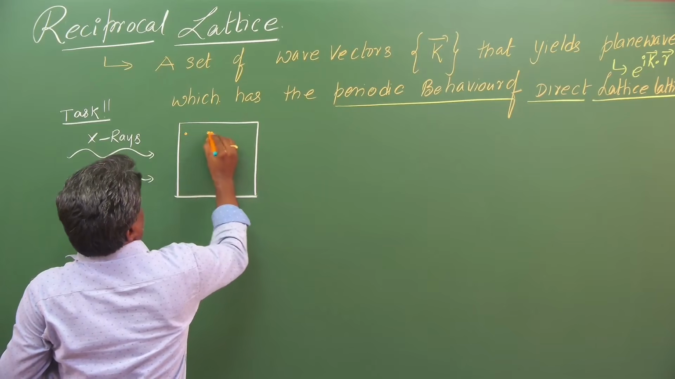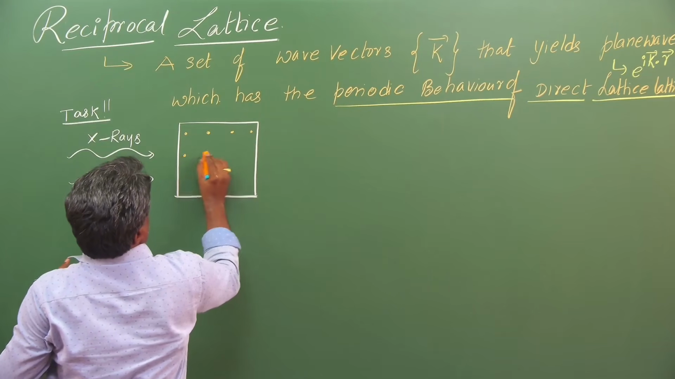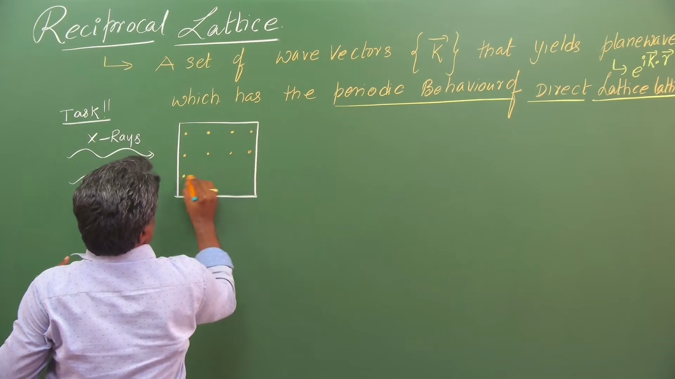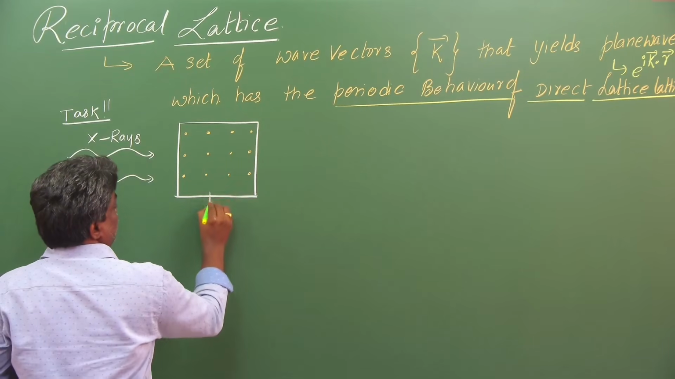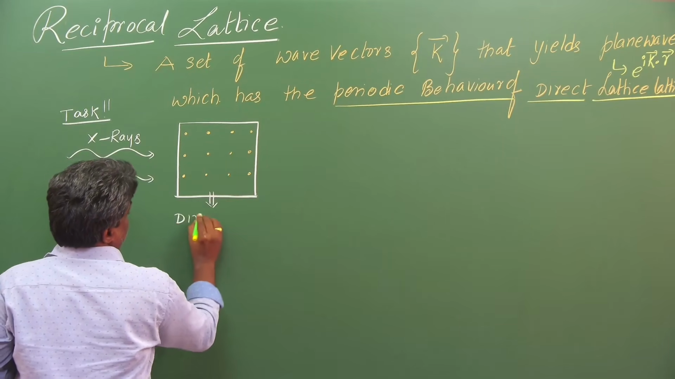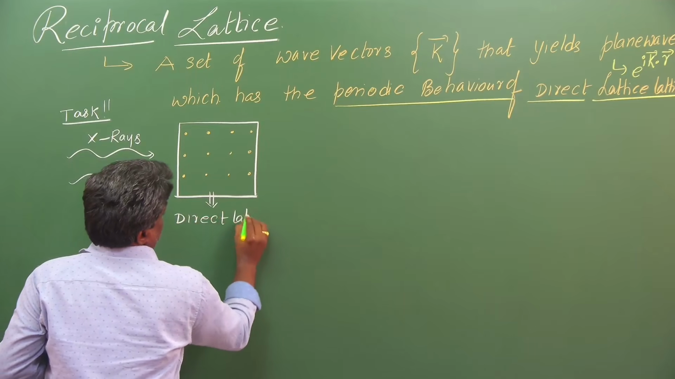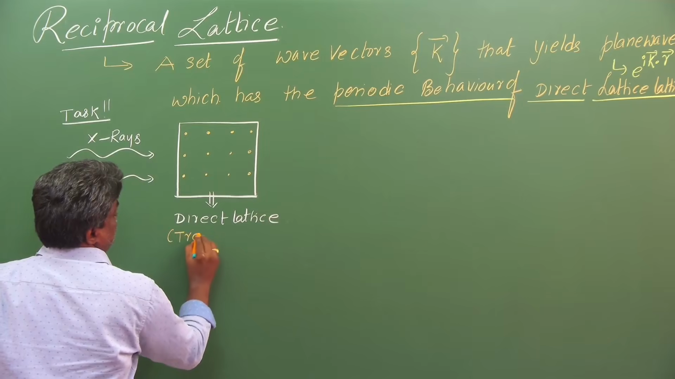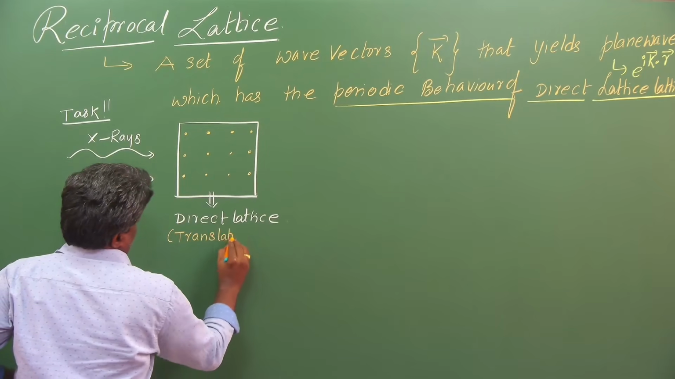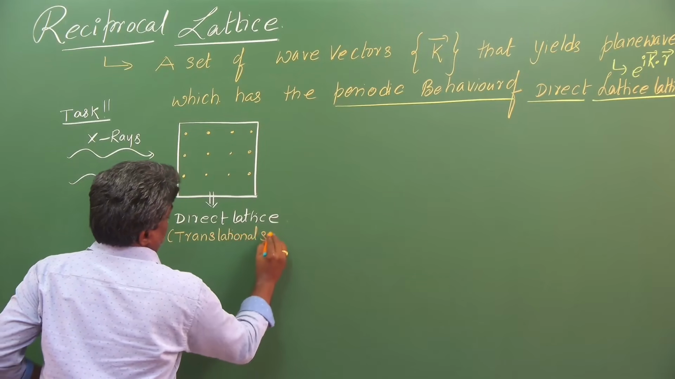So this is an array of points with the help of translational vectors. That's why this is my direct lattice, which is having which symmetry? Good. Translational symmetry.